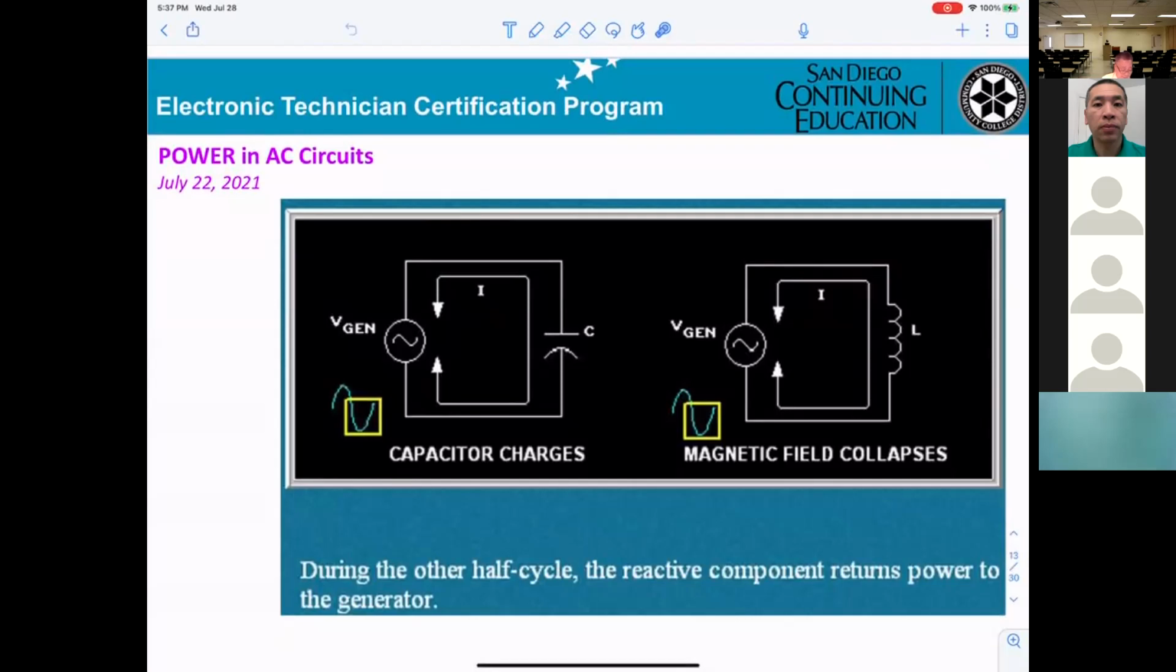Now, during the other half cycle, that means the negative part of the sine wave, the reactive component returns power to the generator. That means they don't lose anything. In the positive, they create the power. However, in the negative, that power will be returned back to the generator.